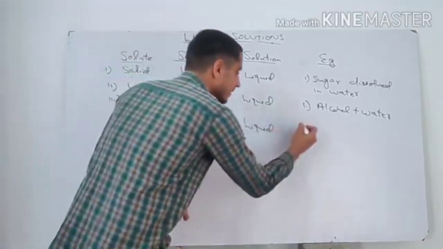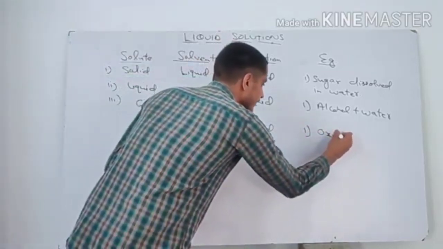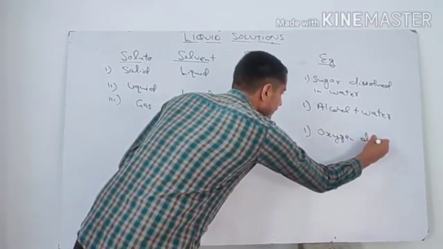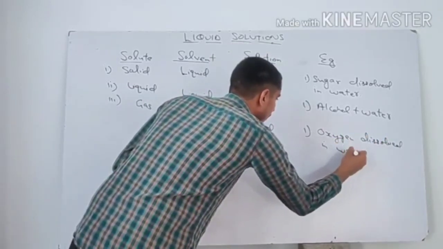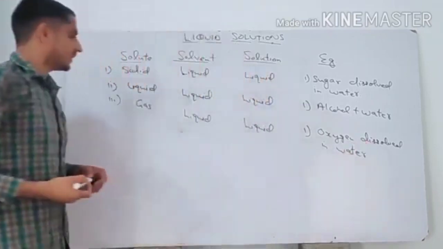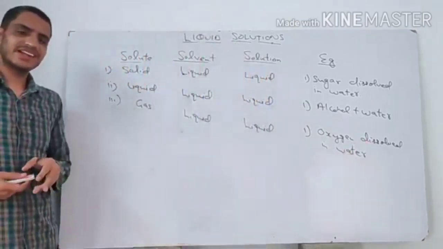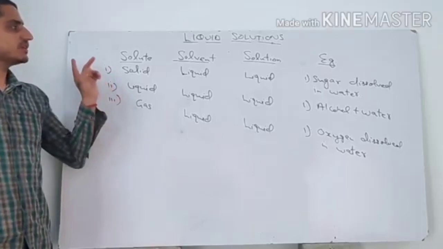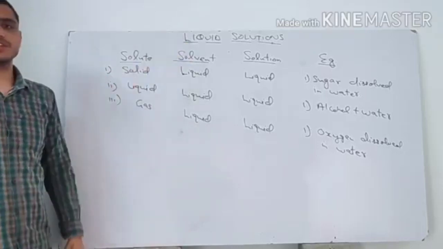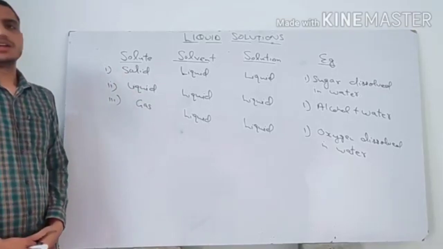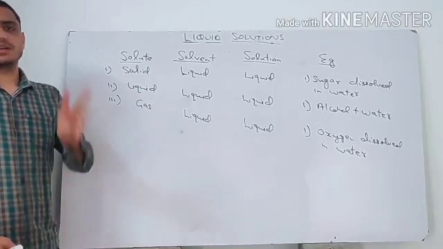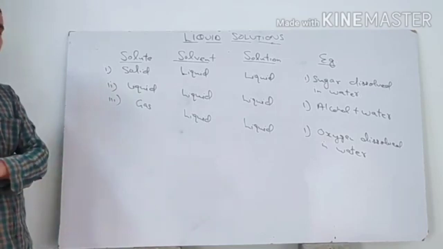So that is also an example of gas in liquid. So you can give the example: oxygen dissolved in water is an example of gas in liquid. Clear? So after solid solutions, the second type of solutions were liquid solutions, and we have discussed them also. Now we will move towards the third type of solutions, that are gaseous solutions.